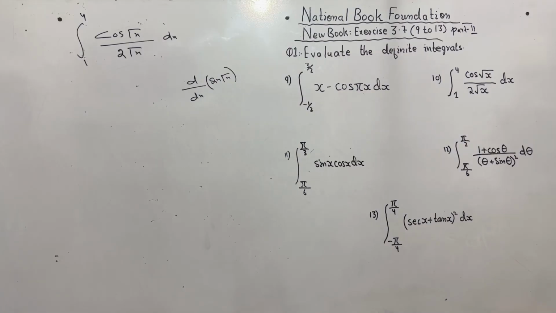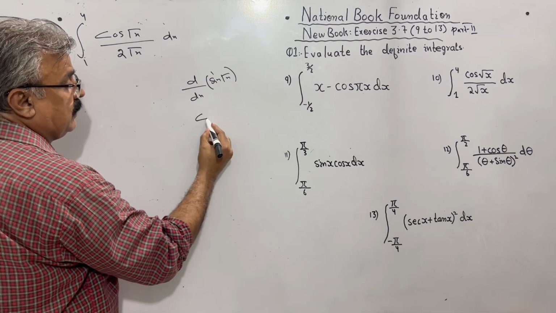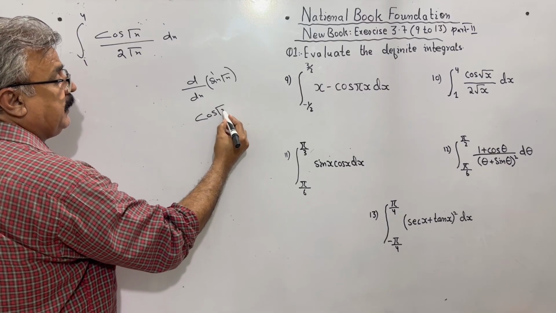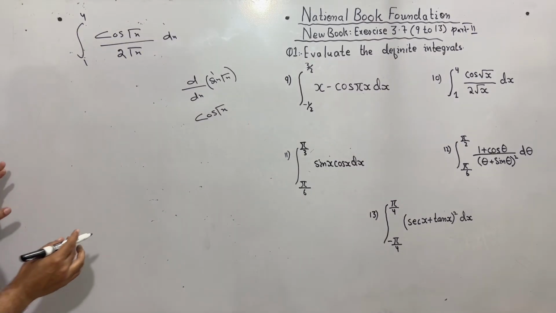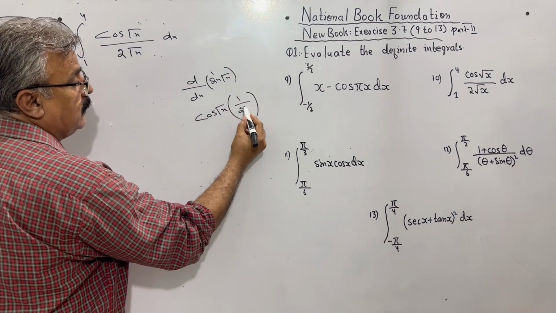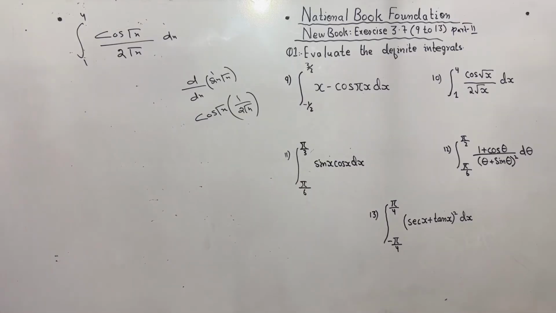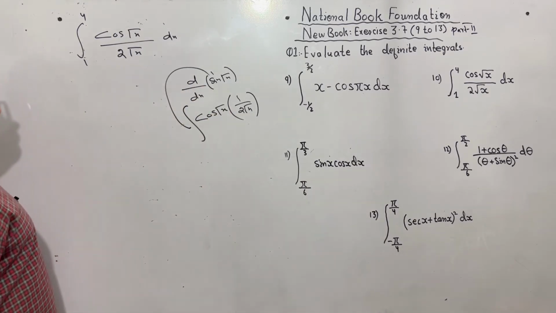Then you have a good idea about this question. The differentiation of sine is cos, keeping the angle intact. Then the differentiation of the angle is 1 over 2 times root x. So its integration must be sine root x.